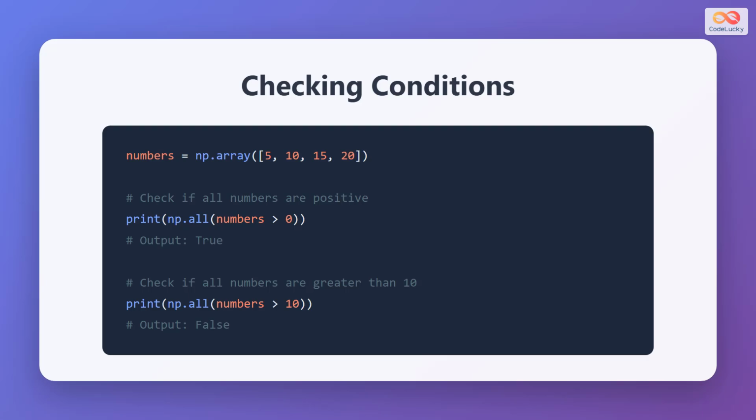Now let's see how to check conditions on numerical data. We create an array called numbers with values 5, 10, 15, and 20. To check if all numbers are positive, we use np.all with the condition numbers greater than 0. This returns true because all values are indeed positive. Next, we check if all numbers are greater than 10. This returns false because 5 and 10 don't satisfy this condition.